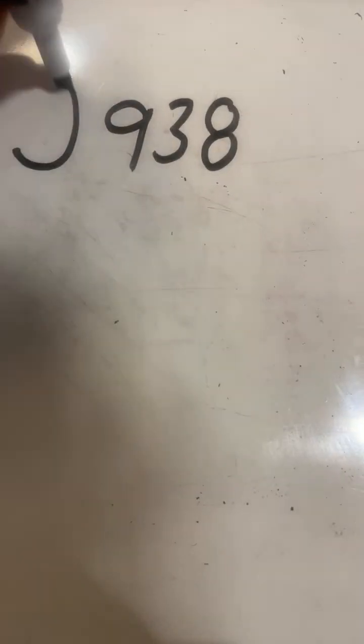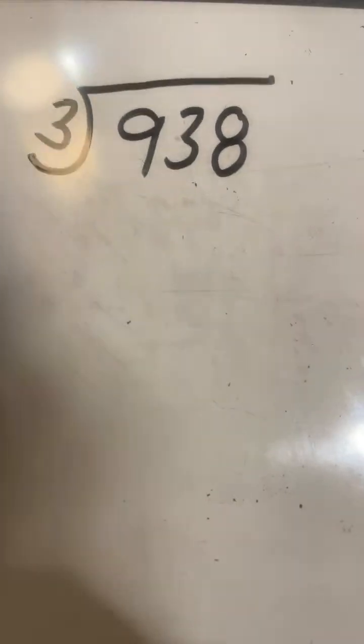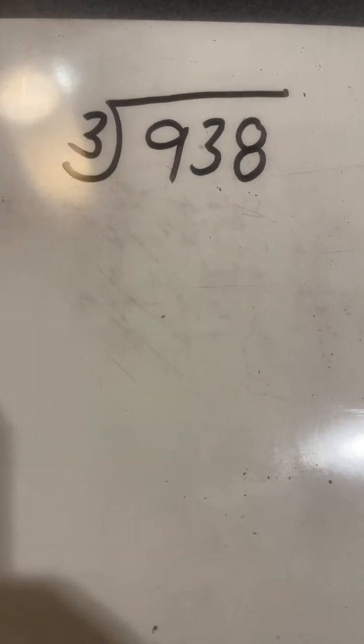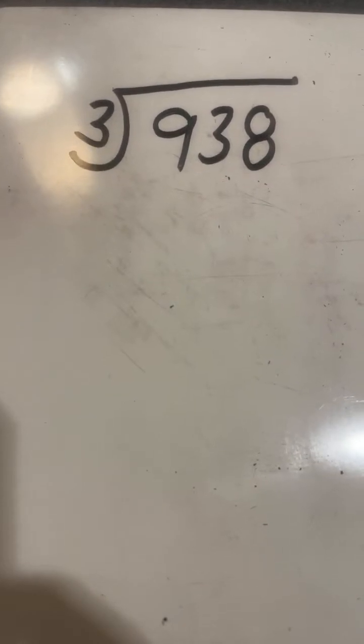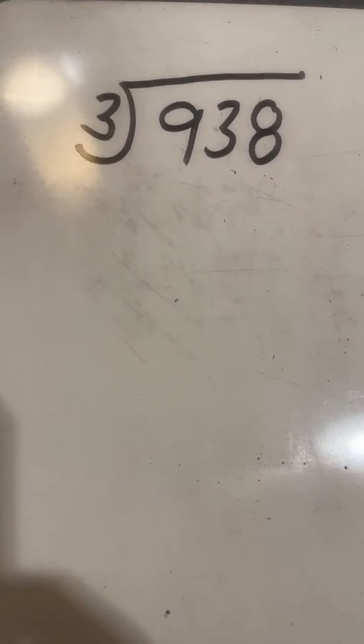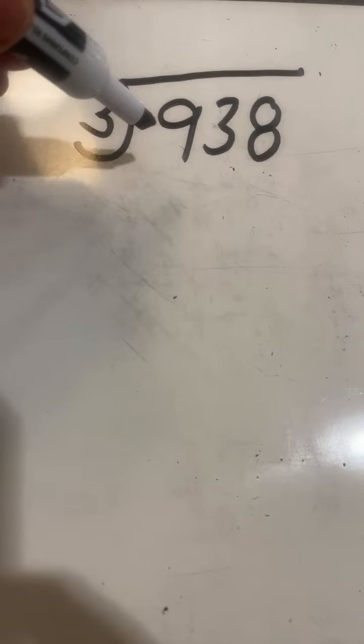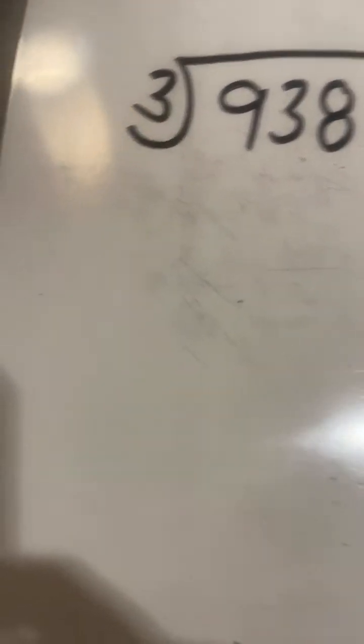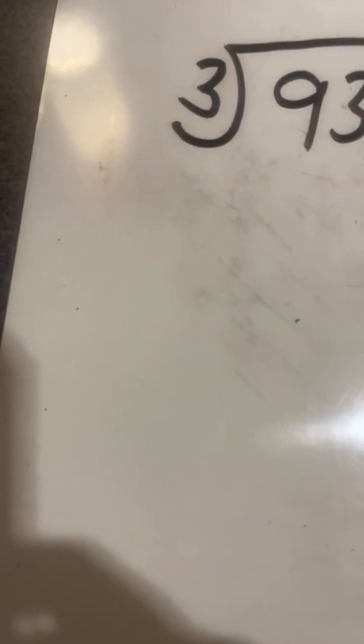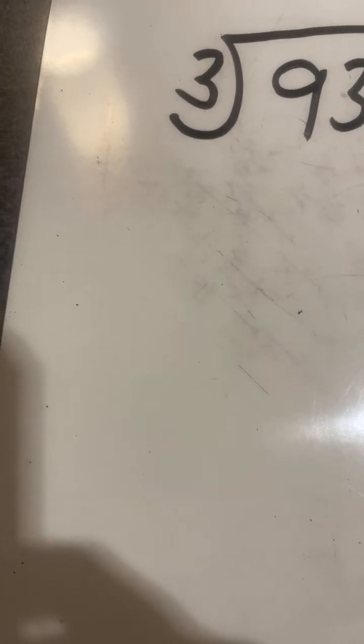All right, we have 938 divided by 3. We want to start out dividing by the smallest number possible. And again, the rule is the number inside the square has to be equal to or bigger than the number outside the square. So for this problem, we can also start with 1 digit by 1 digit division.